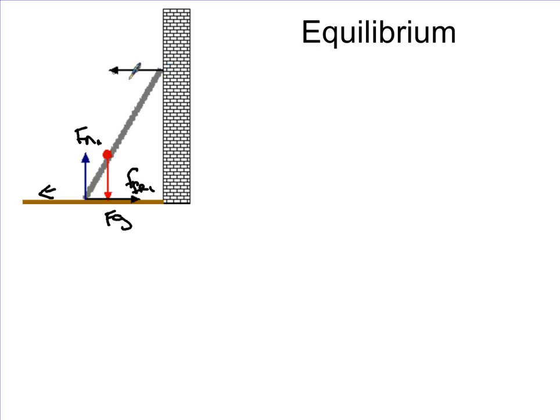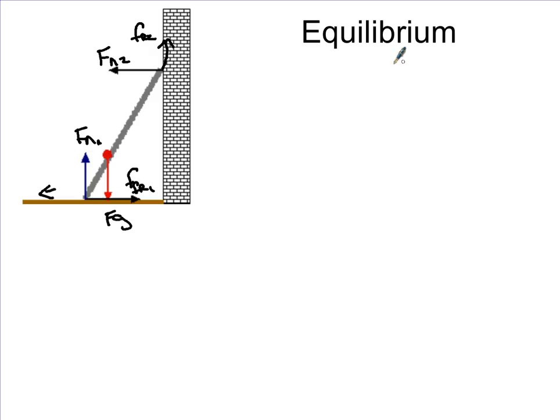Because it's leaning against the wall, there is another normal force. This is Fn2. And of course, if there were friction acting on this wall, because it's wanting to rotate down, that friction, Fr2, would act straight up.